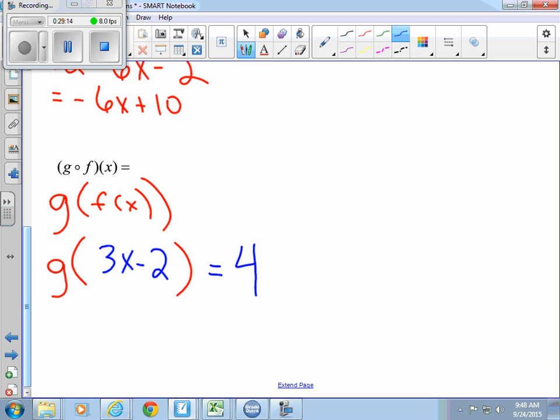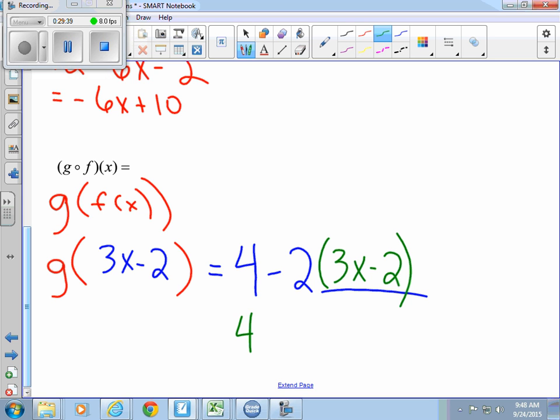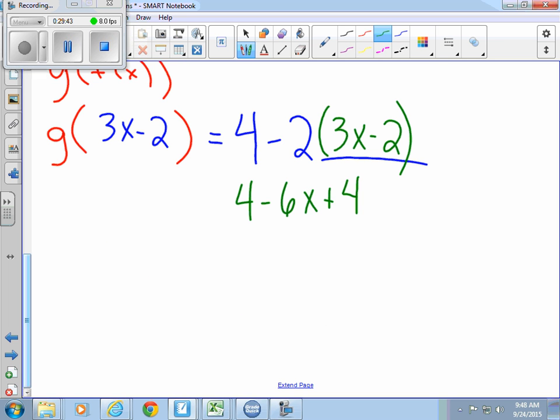4 minus 2 blank. Right? Where that blank is, I'm going to put 3x minus 2. Notice there's not an extra x in there. It's not blank and x. It's where the x was. I'm replacing it with the 3x minus 2. Makes sense? Simplify: 4 minus 6x plus 4. So I get negative 6x plus 8.